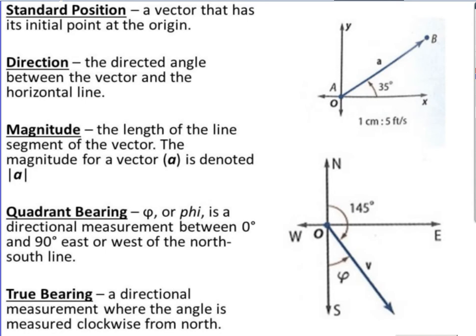So if we look at these, this would be from the horizontal, so that would just be the direction. So we would say 35 degrees with the horizontal. On this one, if we measure clockwise, that's from north, so that would be a true bearing of 145 degrees. If it says west of north, you go towards the west from the north, so like this would be 30 degrees west of north.